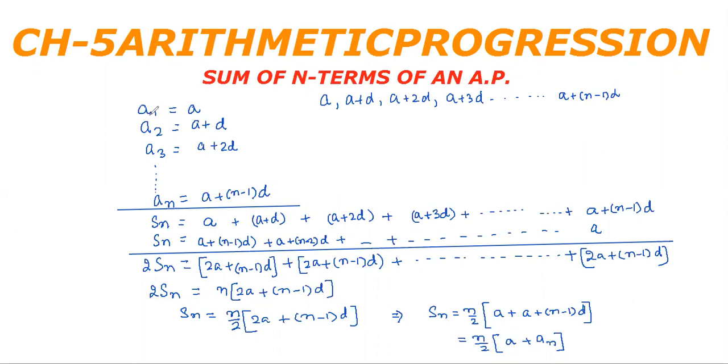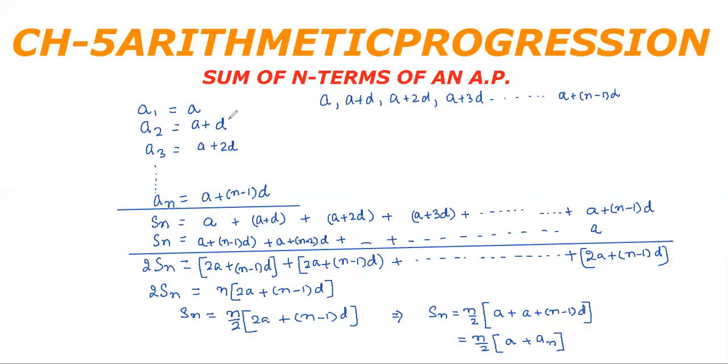Let us rewrite like this: a1, the first term, is represented by a. a2, the second term of the AP, is represented by a plus d. a3, the third term of the AP, is equal to a plus 2d. Similarly, if we move on, we notice the pattern that whatever the term is, the coefficient of d is 1 less than that. So if I want to write the last term of the AP, it will be a plus (n minus 1)d.